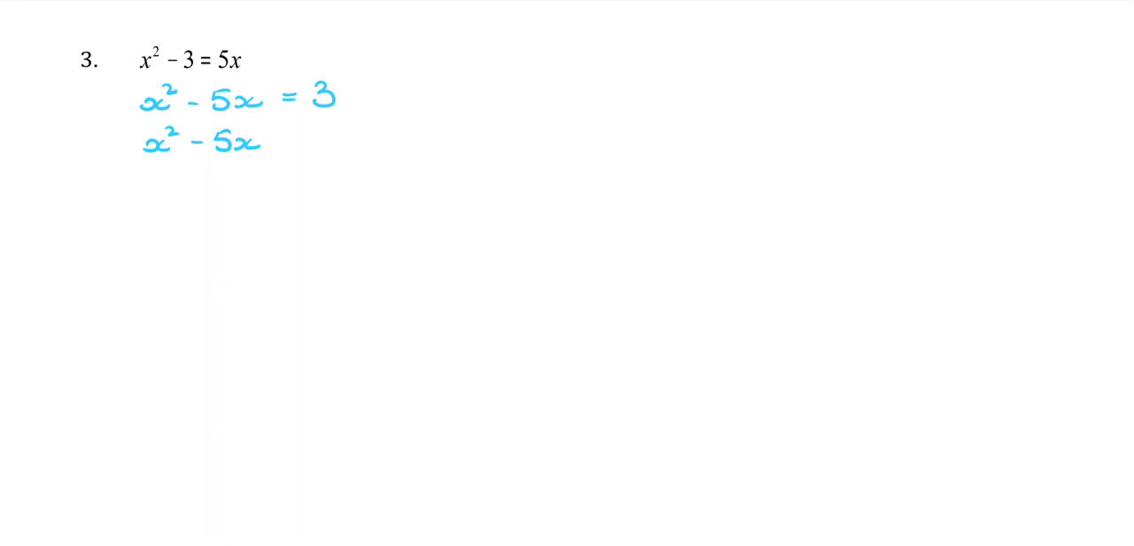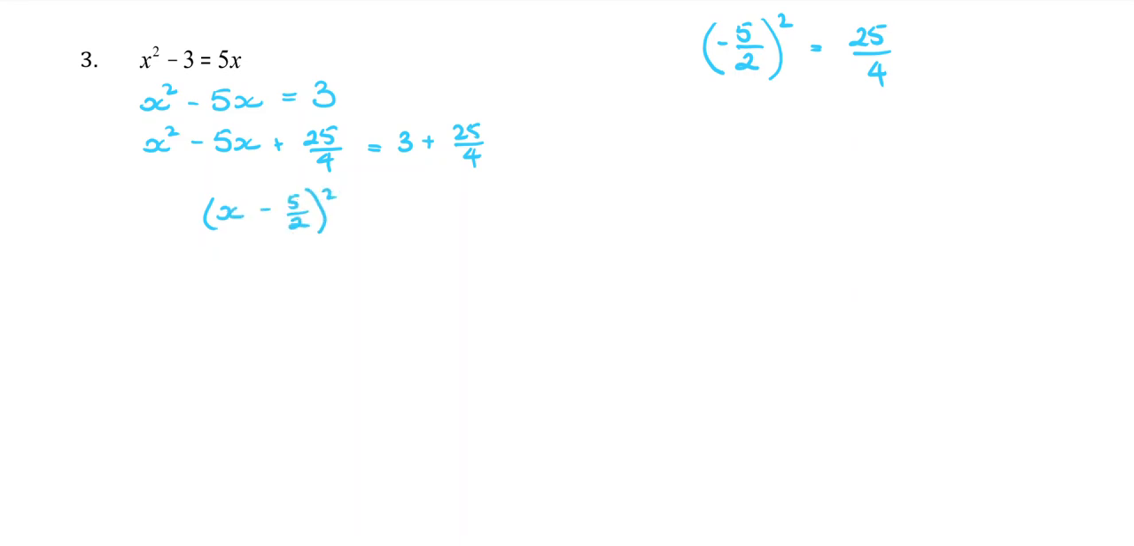And when you square, so if I write over here 5 over 2, technically it's minus, but I'm going to square it, so I don't really need the minus. And then I need to square that, which means I square the top to get 25 and square the bottom to get 4. So the number that I need is 25 over 4. Add it to the left and also add it to the right of the equation. Factorizing the left will always be half of that minus 5, so it'll be x minus 5 over 2 in brackets squared.